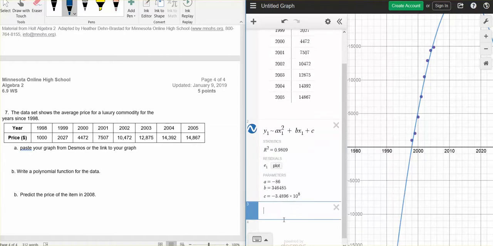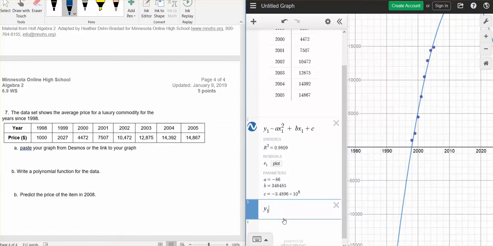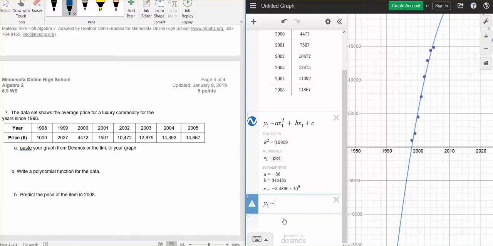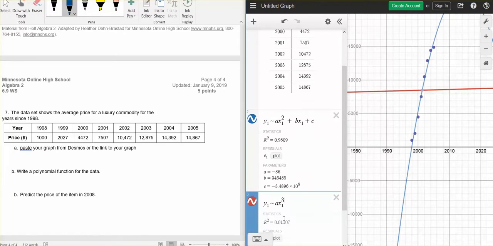Let's try cubic. So the cubic regression would be y sub 1, and then the similar key, and then this time we'd go a x sub 1 cubed instead of squared, and then plus b x sub 1 squared, and then you just keep going, plus c x sub 1 plus d. So you stop when you get to the constant at the end.